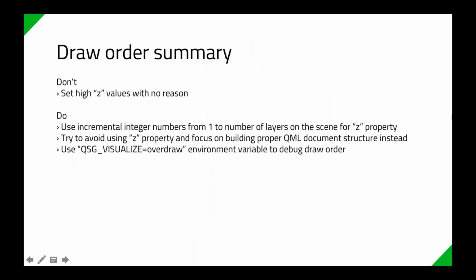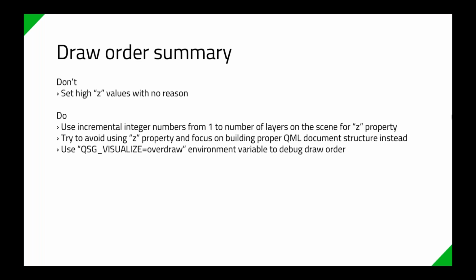Please remember that draw order depends primarily on the stacking order and secondarily on Z property value. Therefore, proper structuring of QML documents is very important. And if you need to use Z property, then don't set it to unnecessarily high values. I think using incremental integer numbers from 1 to number of layers on the scene for Z property would be good advice. And then you can always set QSG_VISUALIZE environment variable to overdraw to debug layers in your application.